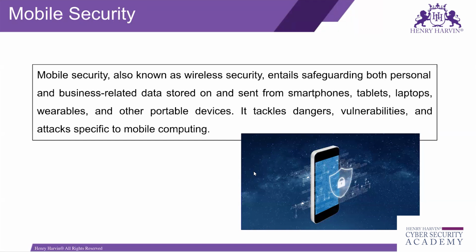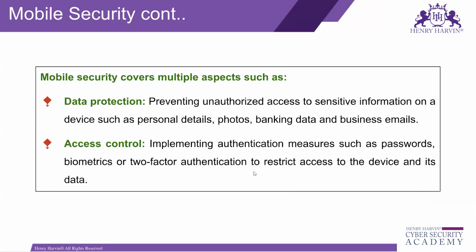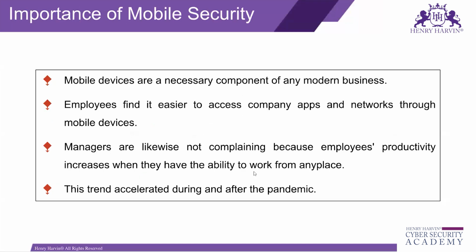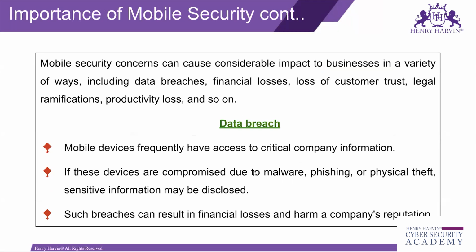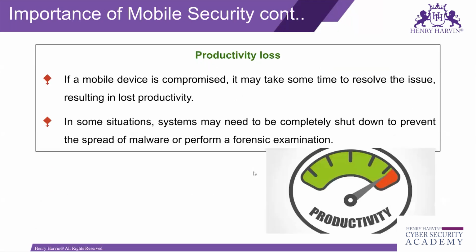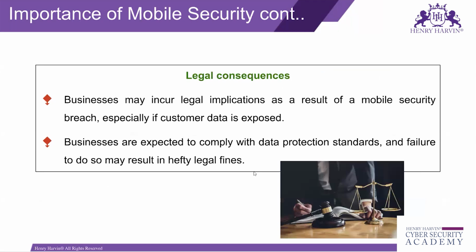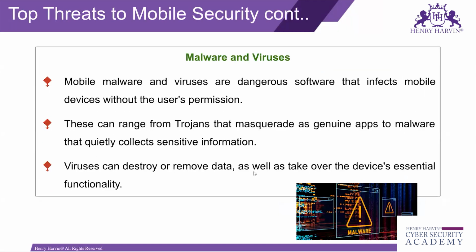Mobile security is also known as wireless security. Here it is discussing data protection, access control, application security, network security, physical security. Now we are discussing data breaches. If you are talking about any data breaches, clearly we can understand all these data breaches are happening mostly from the network. They are breaking in and getting access to the system. Now loss of customer trust, legal consequences, malware and viruses are there. So when any kind of malware and viruses are coming, it can spread in the system.